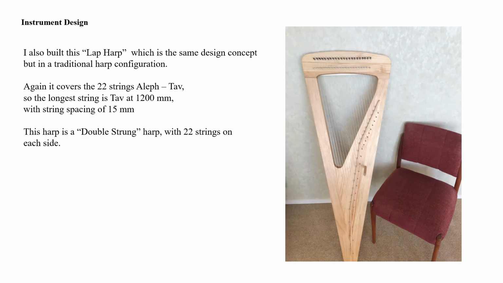I also built this lap harp, which is the same design concept but in a traditional harp configuration. Again, it covers the 22 strings Aleph through to Tav, so the longest string is Tav at 1200 millimeters, with string spacing of 15 millimeters. This harp is a double-strung harp with 22 strings on each side.